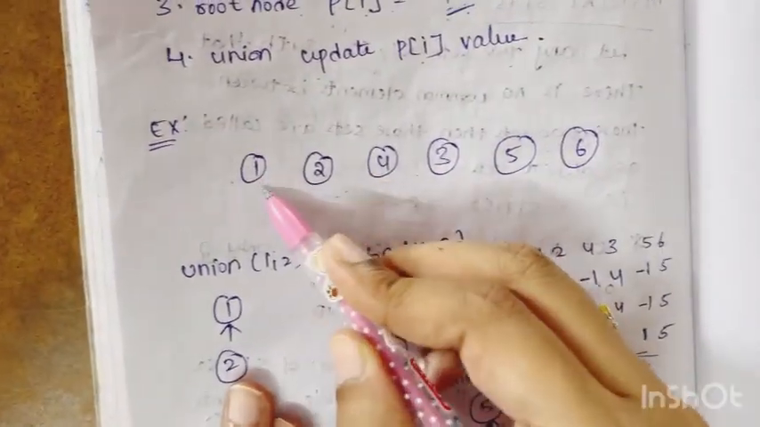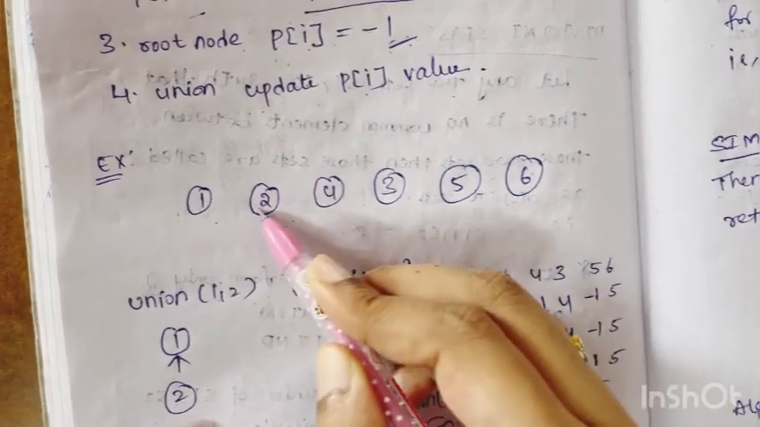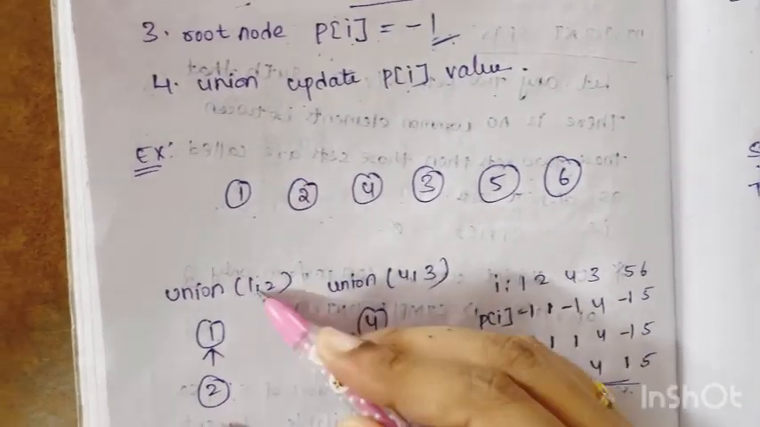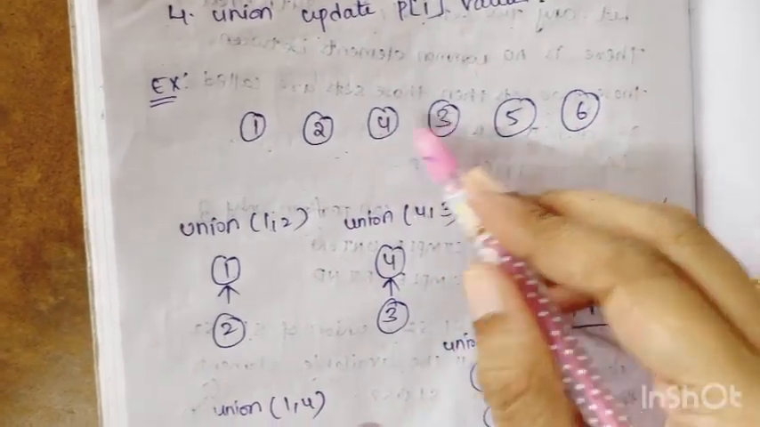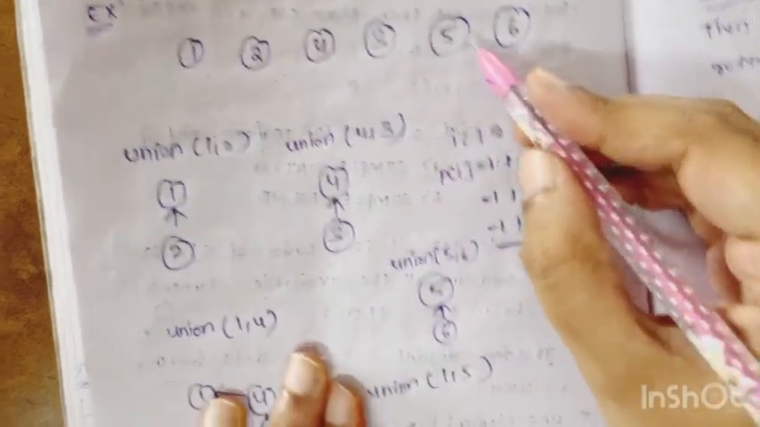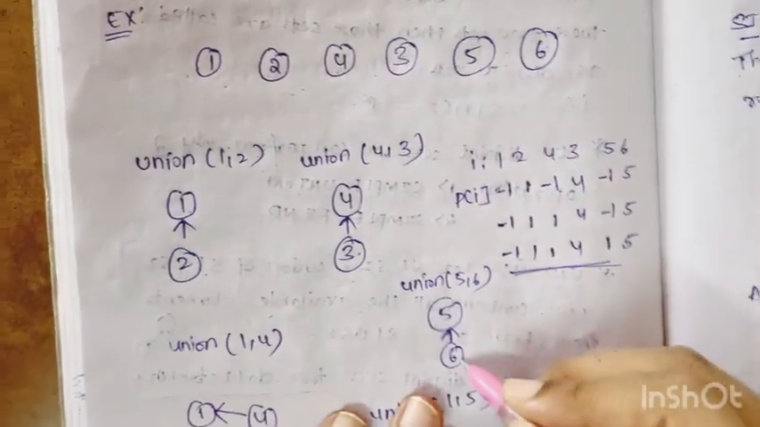First take the union of 1 and 2. Here 1 will become the root node and 2 will become the child node. So 1, 2. For example, take the union of 4 and 3: 4 will become the root node and 3 will become the child node. And similarly 5 and 6, with 5 as root and 6 as child.